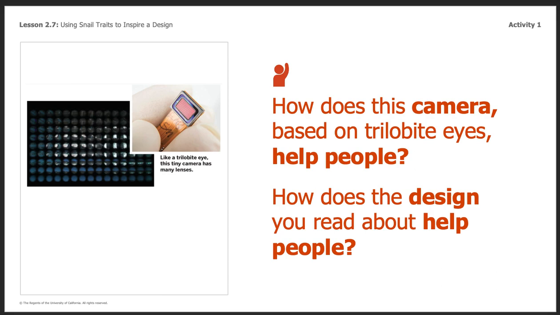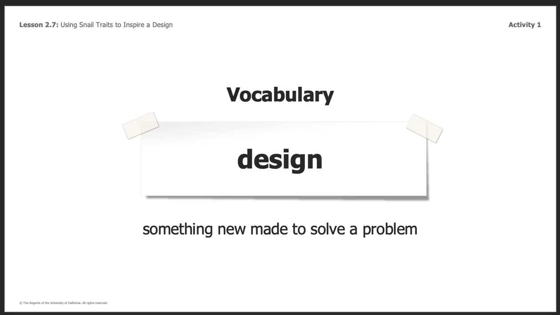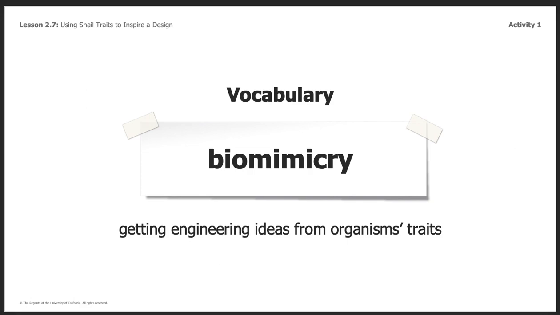Another way to say that engineers get ideas from organisms' traits is that their designs are inspired by traits. Here's the key concept that you should know. Organisms' traits can inspire engineers to create designs that solve problems. And if you're wondering, what's a design? Well, a design is something new made to solve a problem. Let's go back. What is biomimicry? Biomimicry is getting engineering ideas from organisms' traits.